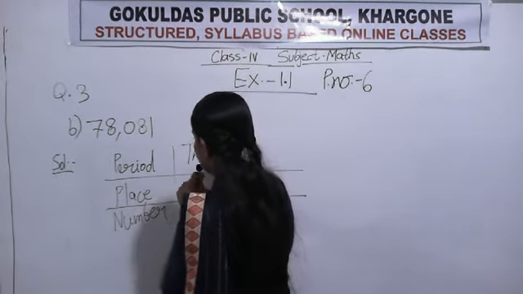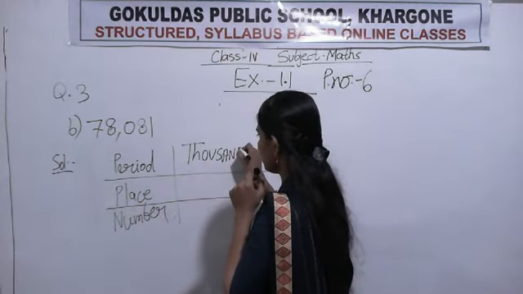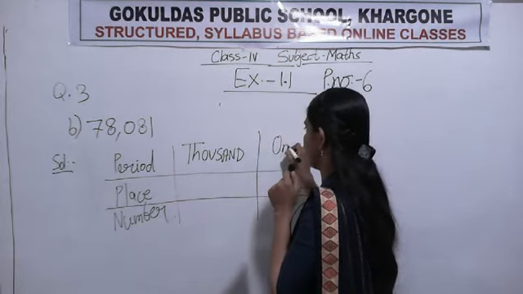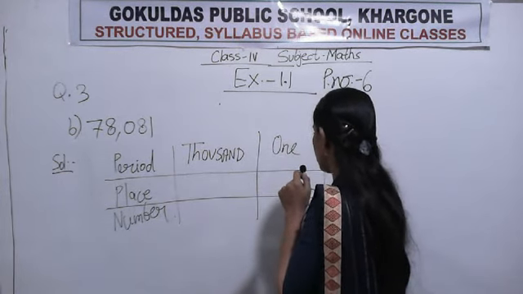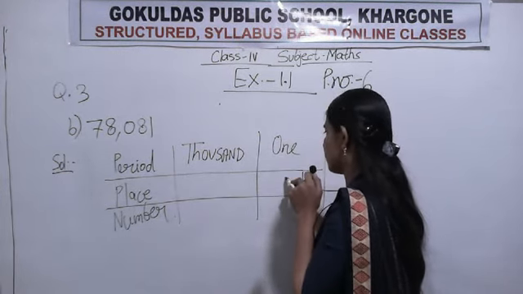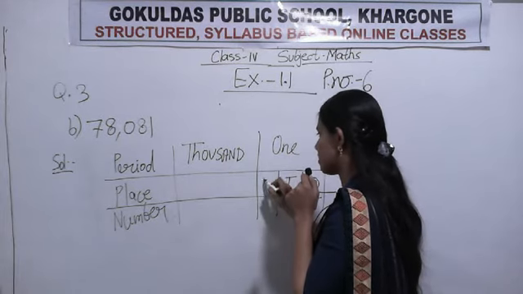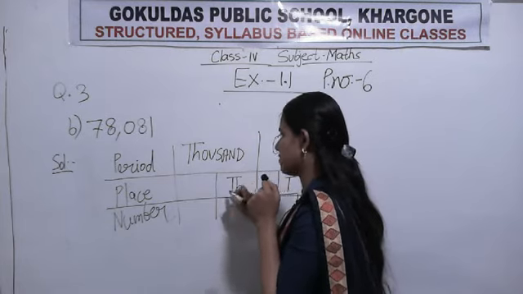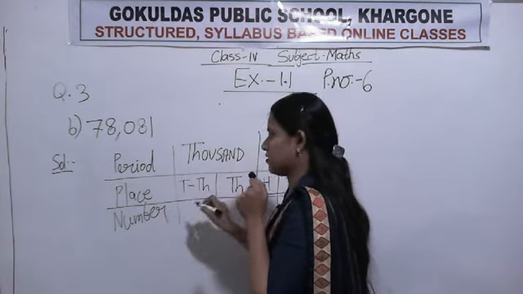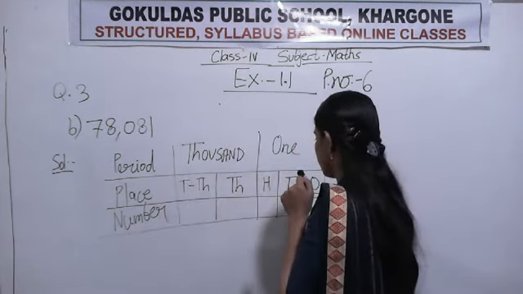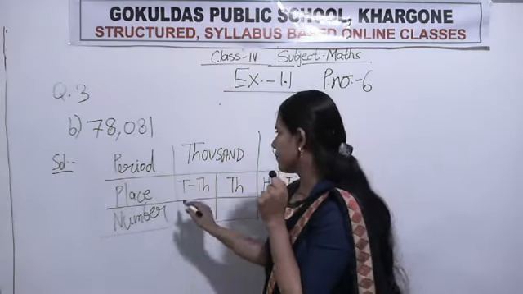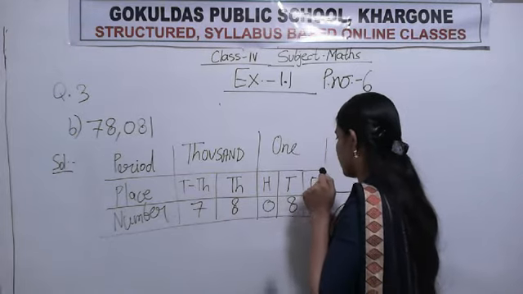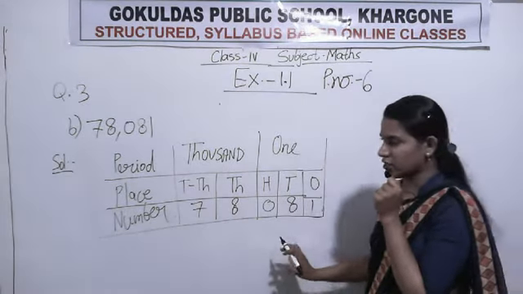Period, thousands period, and here what comes? Ones period comes. Ones period is made up of ones place, tens place and hundreds place, and thousands period is made up of thousands place and 10,000s place. Now put the number in it. First, do it quickly. Put the number 78081. Okay, you have put this number.